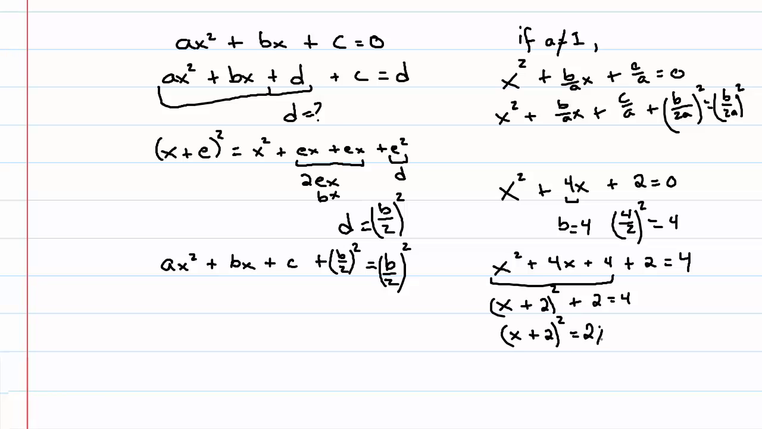equals 2. We need to figure out what x is, so we take the square root of both sides, and we should get the plus or minus square root of 2, minus 2. And that's about it for completing the square.